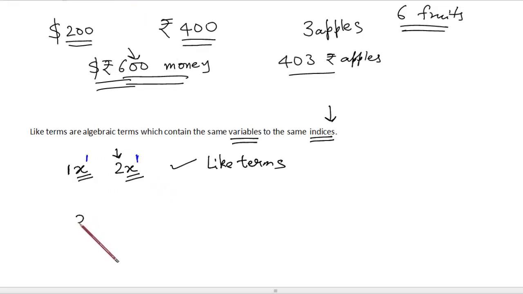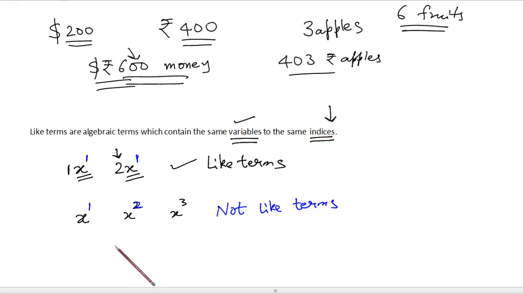So if suppose we have x over here and x square over here and x cube over here, they all have the same variables, no doubt. All three have x in it. But do they have the same index? No, they have different indices. The index over here is 1, the index over here is 2, and the index over here is 3. So they are not like terms. So remember, they should have the same variables, the same letters, and the same indices.